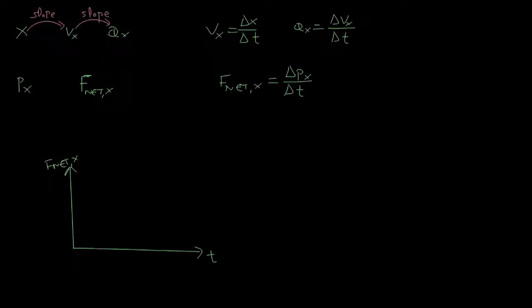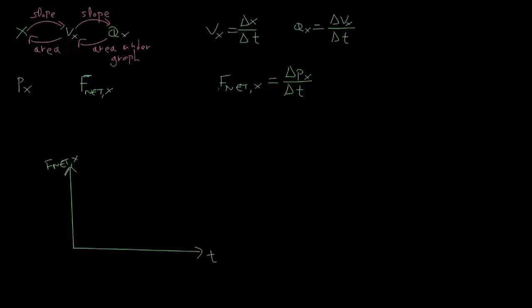Now, if you remember, if we had the acceleration and we wanted to find velocity, so if we wanted to go this way, we were always looking at the area under the graph. Now, whenever we had velocity and we wanted to go to position, again, we did the same thing. We looked at the area under the graph.